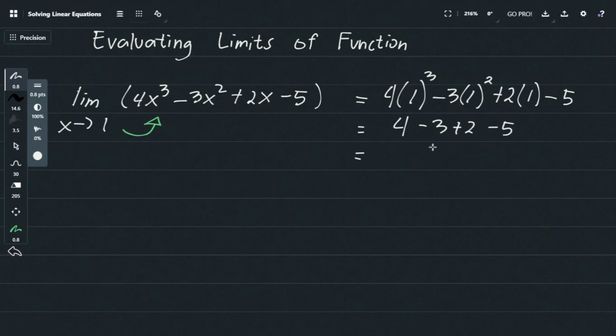Okay, so simplifying, we have 4 minus 3 plus 2 minus 5. We have negative 2. Okay, so the answer of the limit of 4x cubed minus 3x squared plus 2x minus 5 as x approaches 1 is just equal to negative 2. Okay, so this is the correct answer.